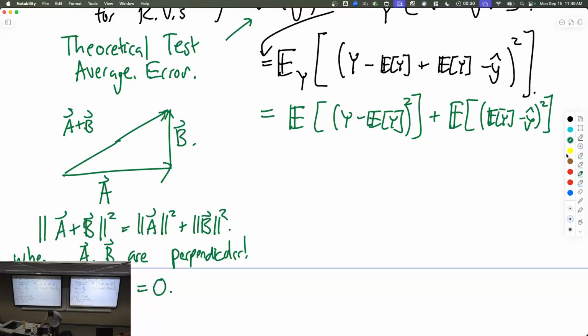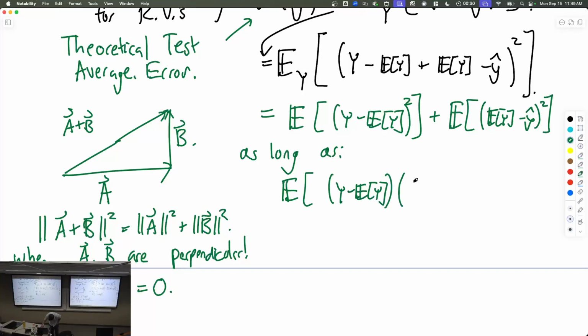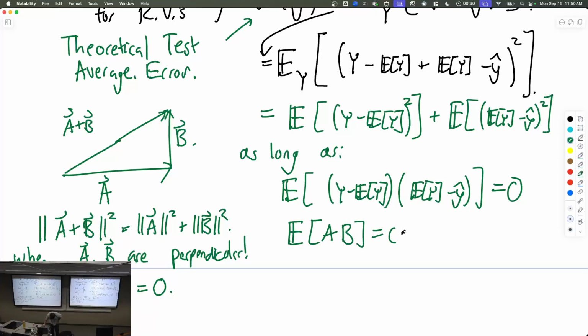As long as what? What do we need? We need the dot product to be 0. What is the dot product in this case? It's the expected value of the product. The expected value of the product, y minus expected value of y times expected value of y minus y hat, equals 0. So whenever you have a product of two things which are on average 0, you can use this Pythagorean theorem. In probability, when you have the product of two random variables such that the expected value of A times B equals 0, this has a name, which is uncorrelated.